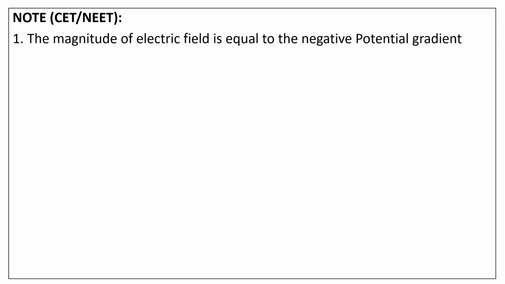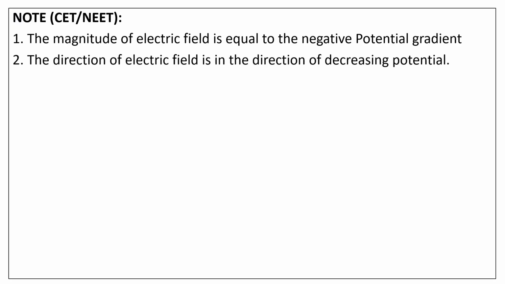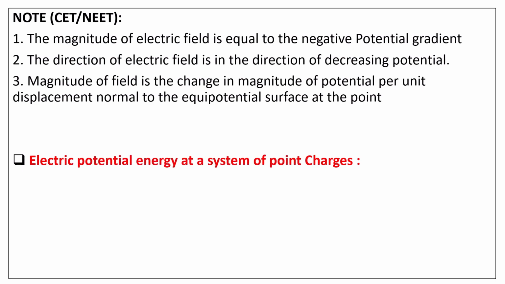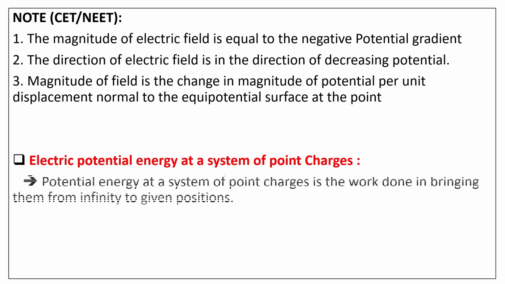Note, for CET, NET. 1. The magnitude of electric field is equal to the negative potential gradient. 2. The direction of electric field is in the direction of decreasing potential. 3. Magnitude of field is the change in magnitude of potential per unit displacement normal to the equipotential surface at the point.